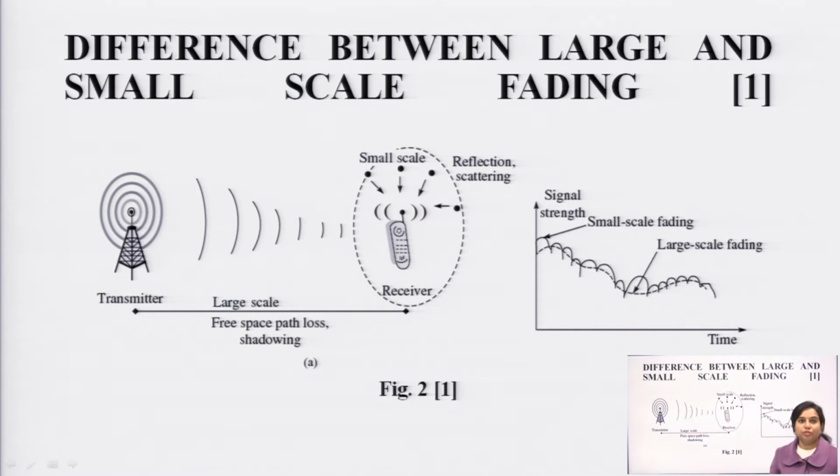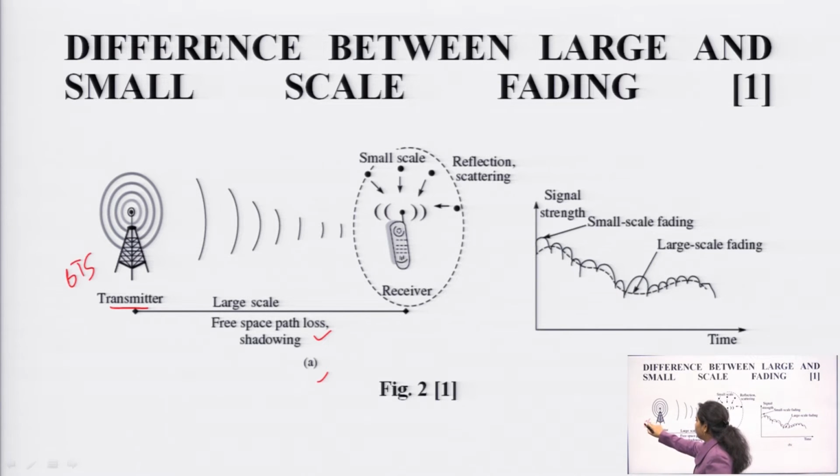So, what is the difference basically between the large scale and the small scale fading? This diagram is showing the difference. This is diagram A, which is showing the transmitter and receiver. Since the distance between the transmitter and receiver is quite large, it undergoes free space path loss, and shadowing will be there. This is the transmitter which is having this BTS, that is denoted by base transceiver station. It is going to radiate the signal. Now, this is known as forward channel.